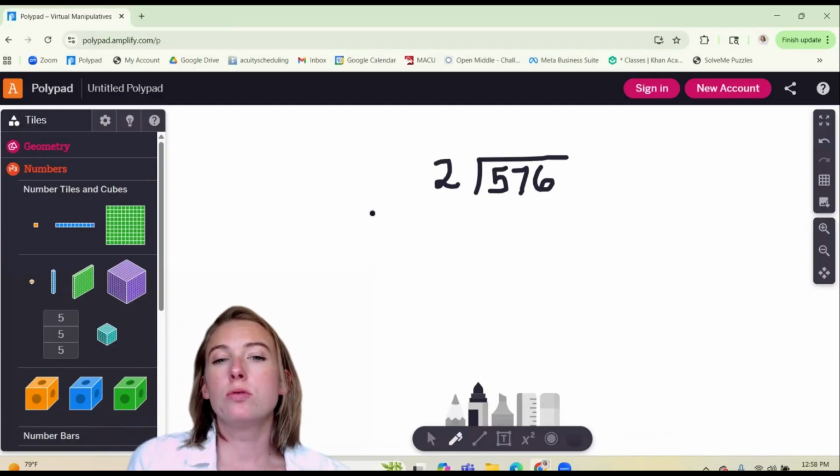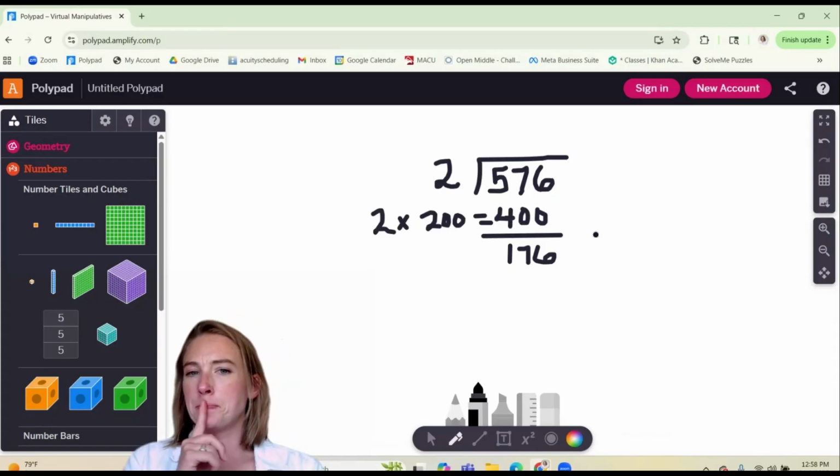So I'm going to do 2 times 400. That's 400 groups of 2. Oh, not 400. 2 times 200. 200 groups of 2 is 400. We're going to subtract this. This is going to get us 176.